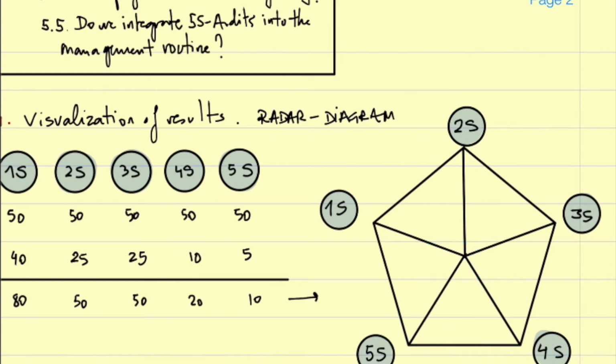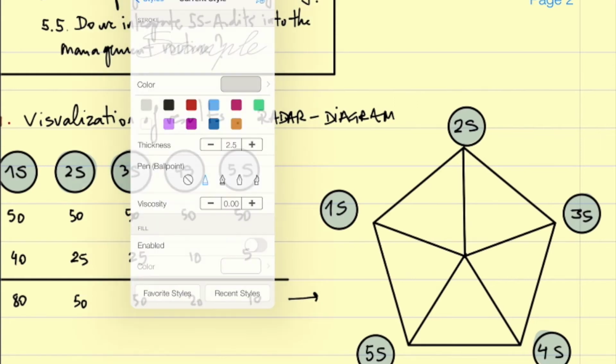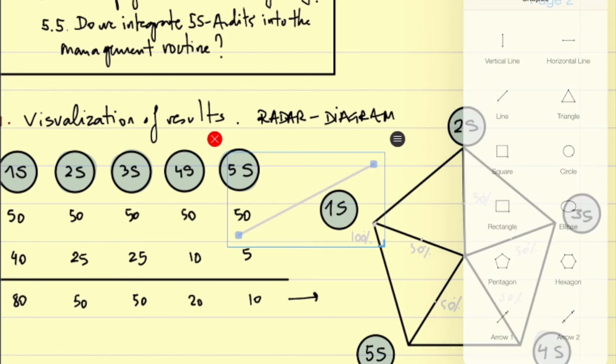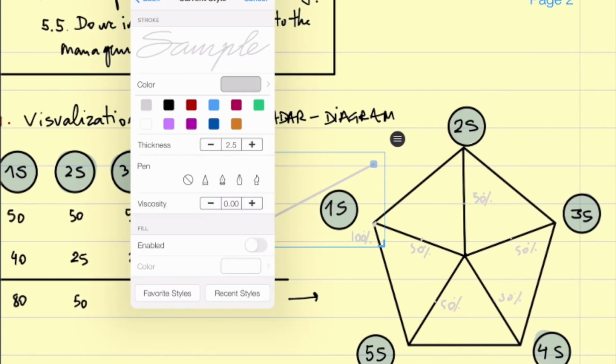Okay, and then we just say, well, this is 100%, this is 50%, and so on. You see the logic is simple. So, and now we just represent the whole thing visually.